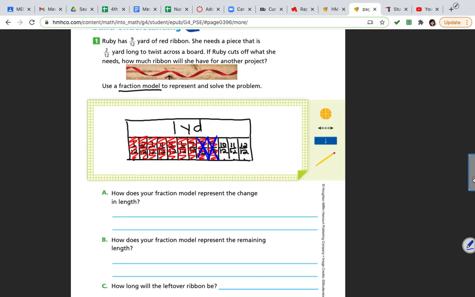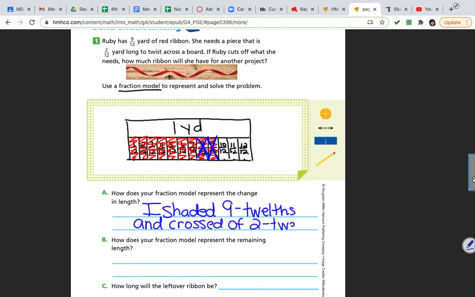So let's look at the questions. How does your fraction model represent the change in length? Well, I shaded 9/12. And then I crossed off 2/12.